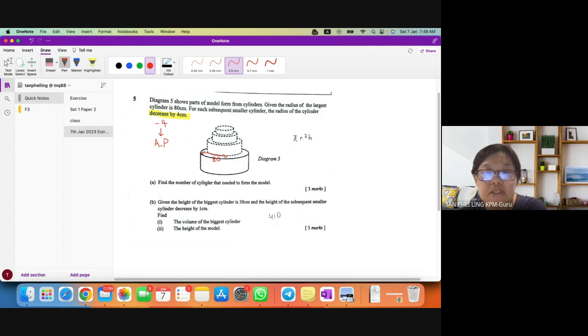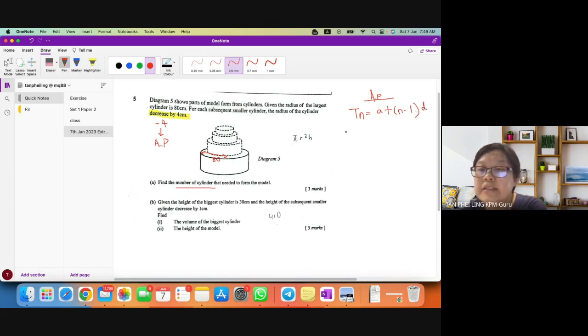Find the number of cylinders needed to form the model. So they want to know how many cylinders are needed to form the model. In this chapter of AP, let's do a quick recall. In AP, it's very straightforward. Either they ask you for the term Tn, the nth term, which involves the first term a plus n minus 1 times d. That is the first important idea here.